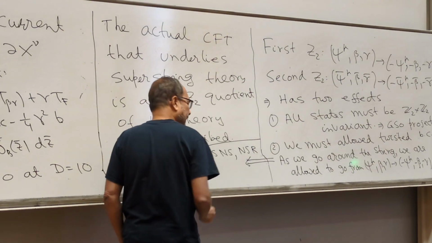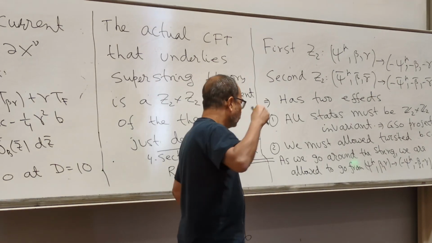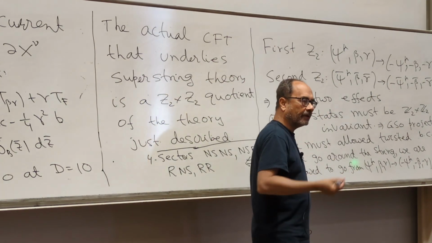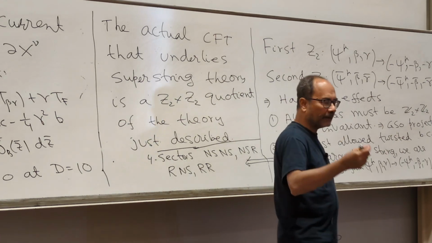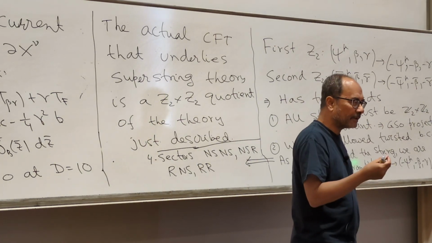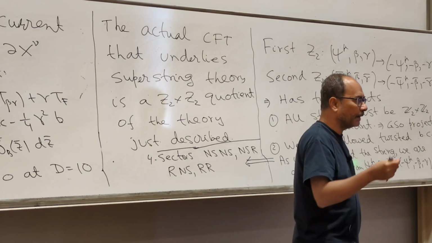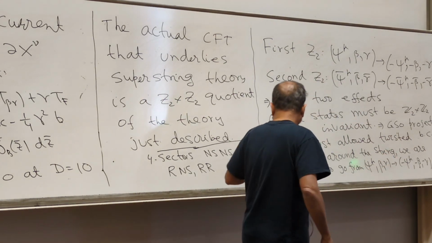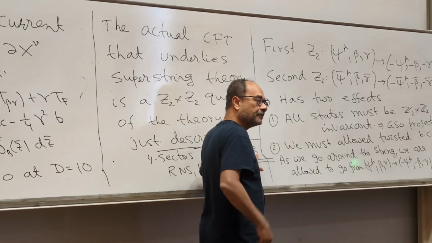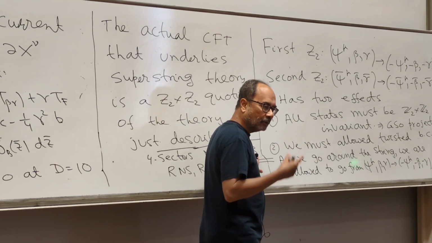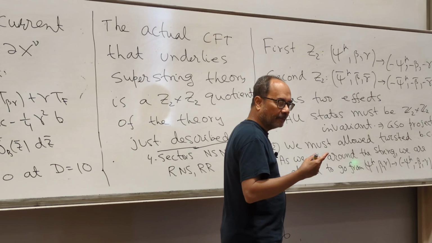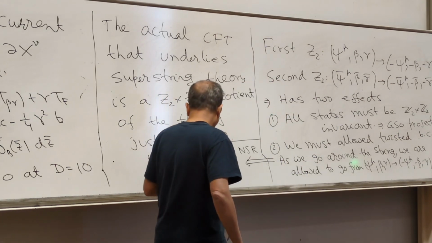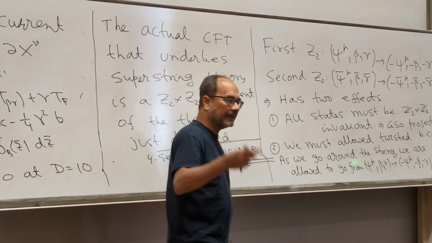NS means that you twist both the left and right moving fermions. Psi mu goes to minus psi mu as sigma goes to sigma plus 2 pi, and psi bar mu also goes to minus psi bar mu. NS-R is when the holomorphic sector is periodic, so psi mu goes to psi mu, but psi bar mu goes to minus psi bar mu. R-NS is opposite, and R-R is when both psi and psi bar are periodic.